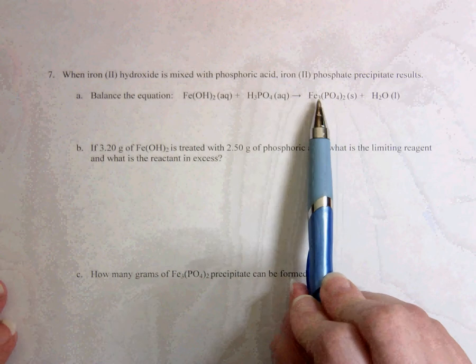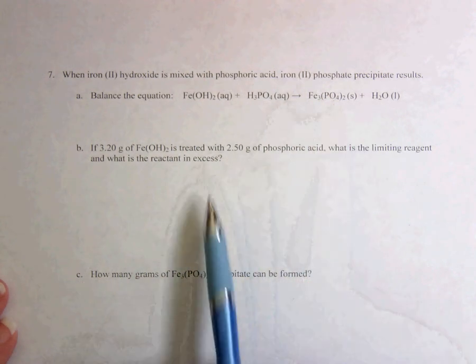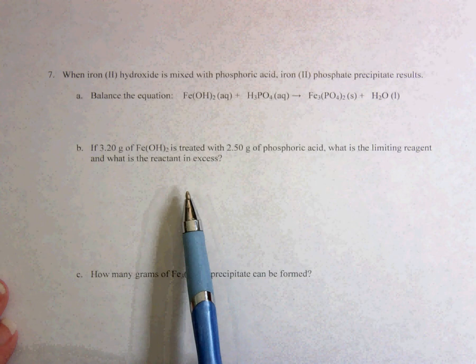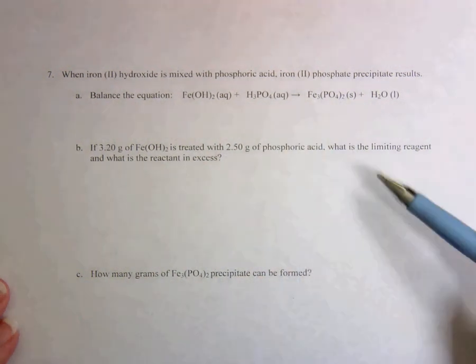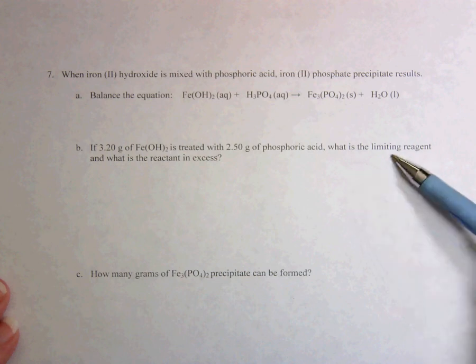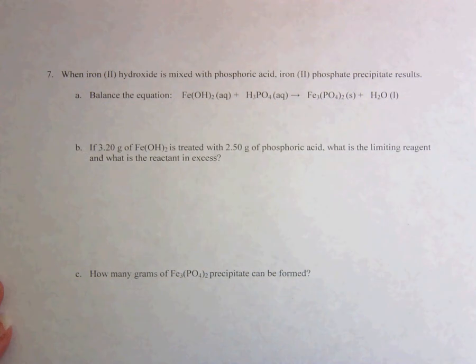So even though there are two different products here that you could use to solve your stoichiometry problems, what I would do, since this one asks you how much Fe3(PO4)2 could be produced, I would use that in your two stoichiometry problems to determine the limiting reagent, and that way you'll already have figured out the answer to part C of number 7.